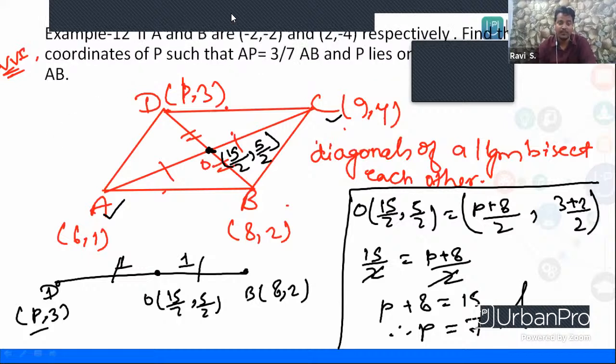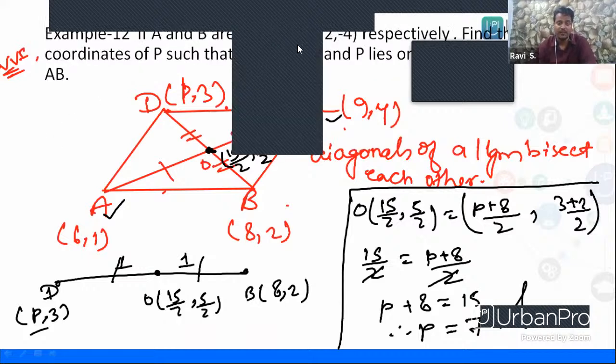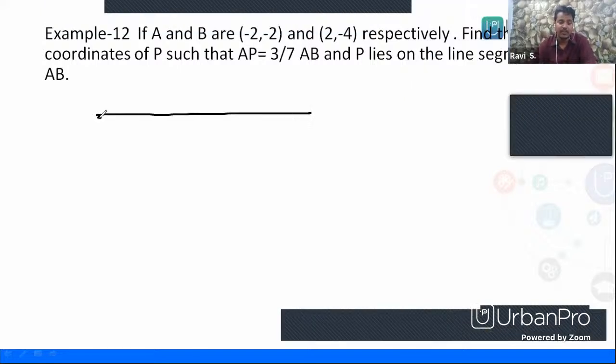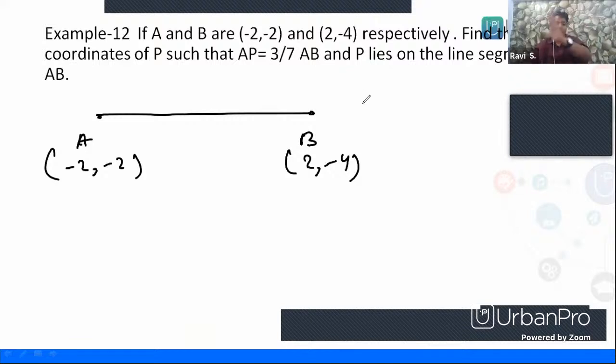Example number 12, based on again this section formula. See, now in this question, guys, you will find it typical in finding out the ratio. The points are given. A is minus 2 comma minus 2, and B is 2 comma minus 4. Now we need to find the coordinates of the point P. Let it be the point P here. We don't know the coordinates, so I have assumed x and y.